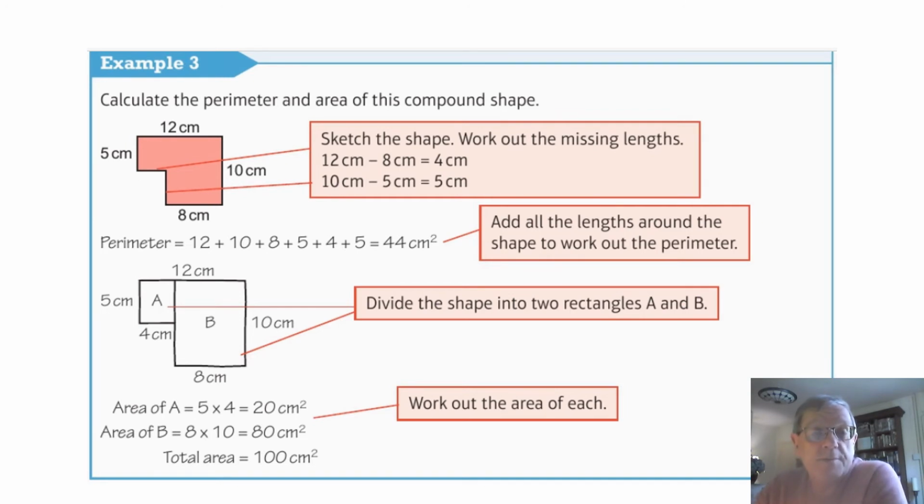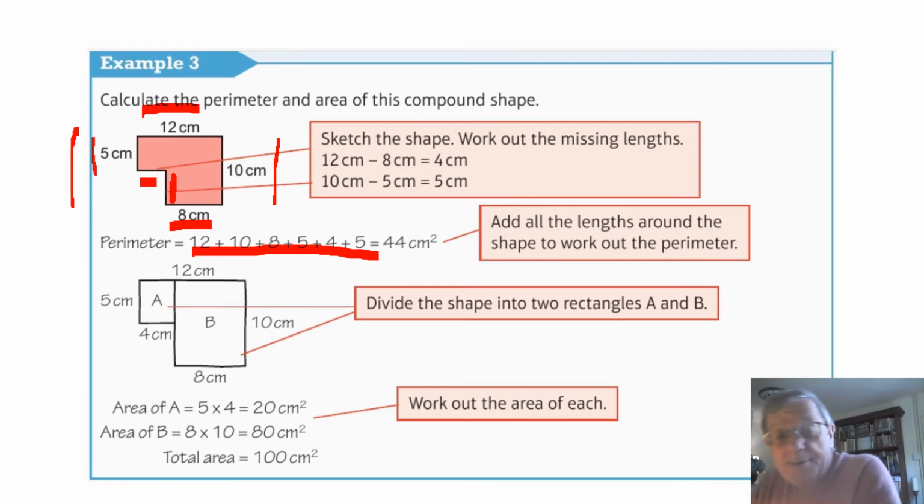So here's my shape here. We really need to find the missing sides first. If that side is 12 and this side is 8, then this little bit here has to be 12 take away 8, which is 4. Equally, if this side is 5 and this side is 10, then this little bit here is 10 take away 5, which is also 5 centimetres. Then we can get the perimeter by adding them all together, giving me an answer of 44.